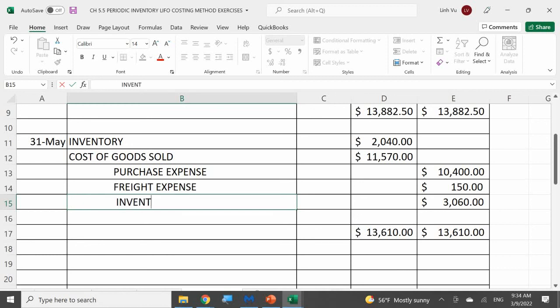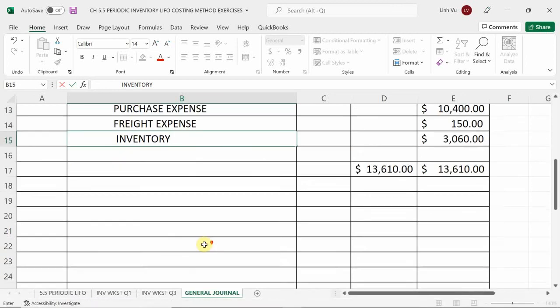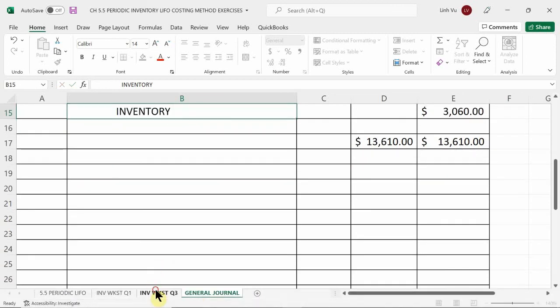Okay? So every time you have beginning balance in inventory, you always need to refer to inventory twice. One for the ending and one for the beginning. Okay? Any questions for this particular problem?